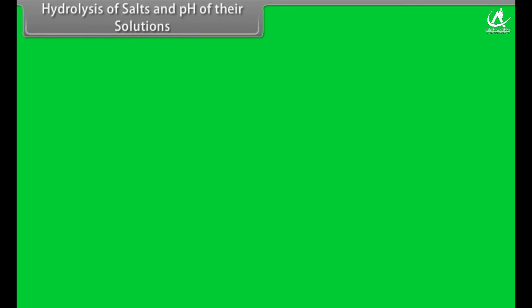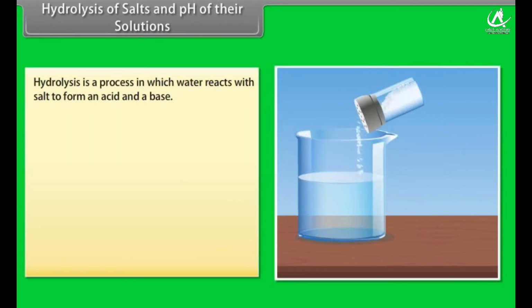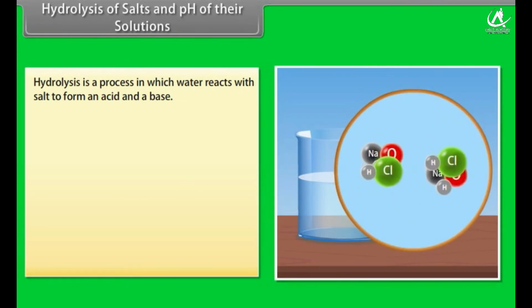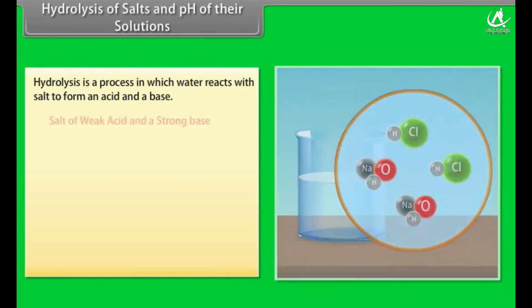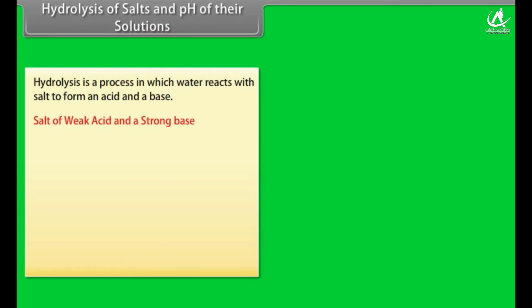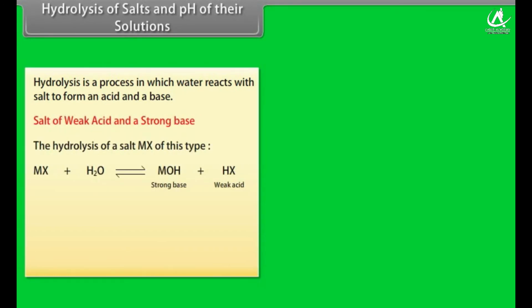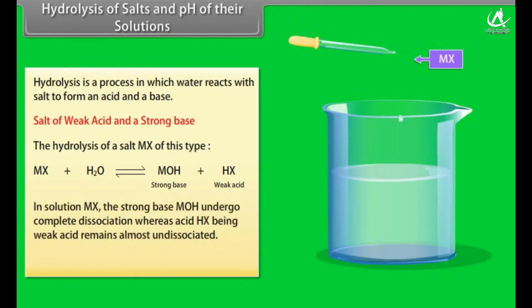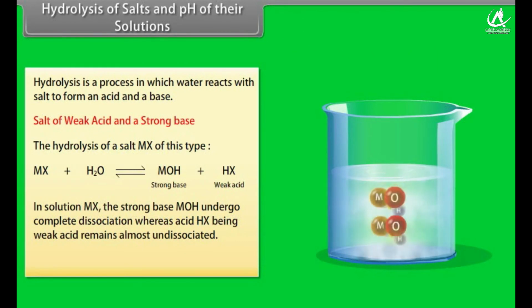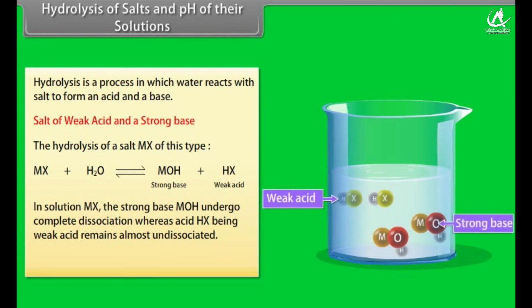Hydrolysis of salts and pH of their solutions. Hydrolysis is a process in which water reacts with a salt to form an acid and a base. Salt of a weak acid and a strong base. The hydrolysis of a salt MX of this type. In solution, the strong base MOH undergoes complete dissociation, whereas acid HX, being a weak acid, remains almost undissociated. The pH of a solution of this type is more than 7.